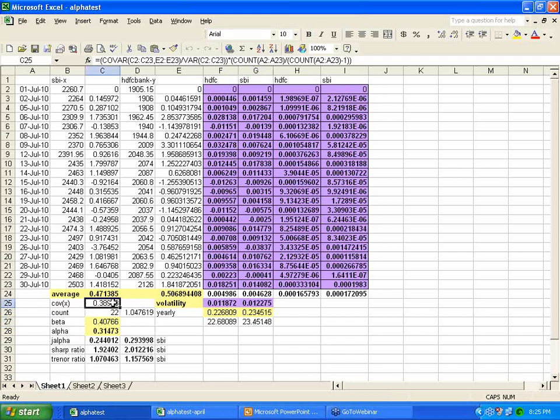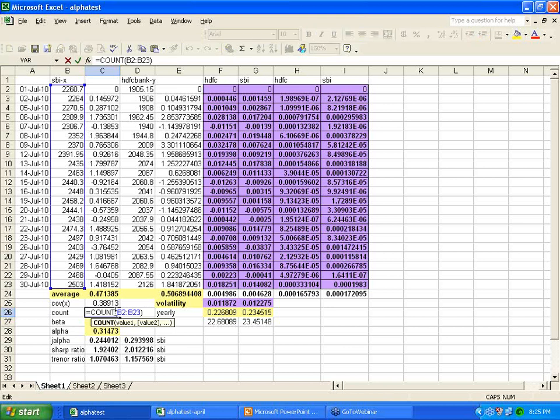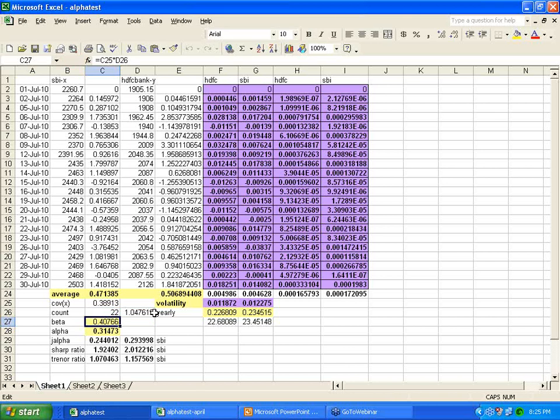Then I have taken the covariance function here. N is 22, so there are 22 trading days, from 1st July to 30th July. Then I have calculated the beta. So beta is nothing but your covariance divided by variance, multiplied with n divided by n minus 1. So this is n divided by n minus 1, and beta is the covariance by the variance.